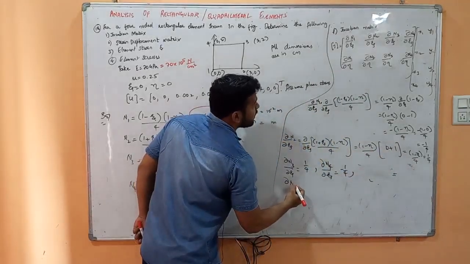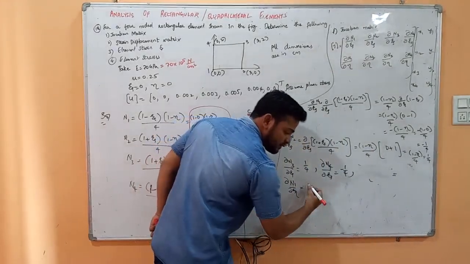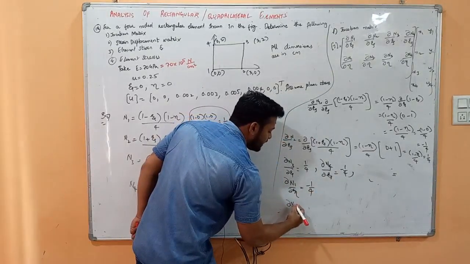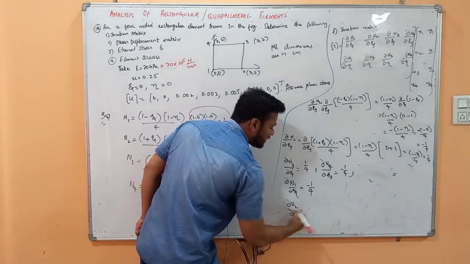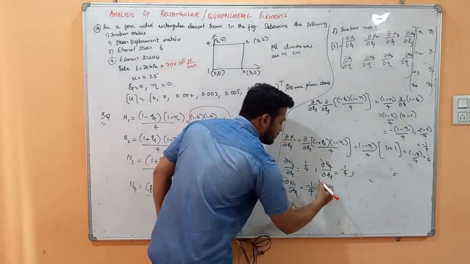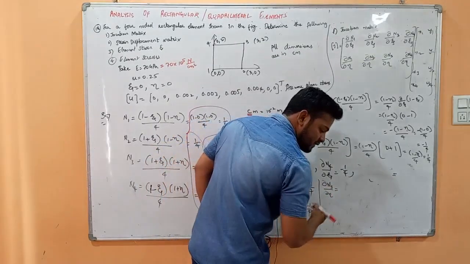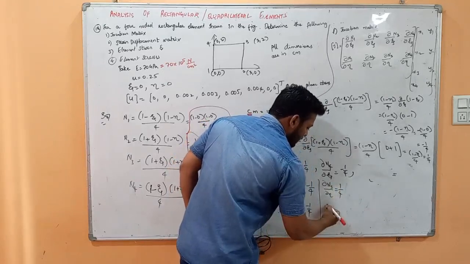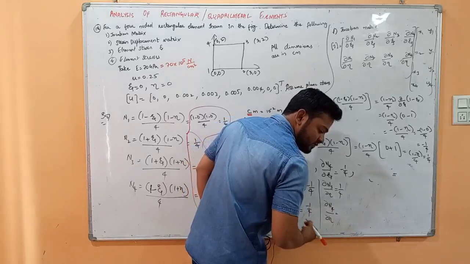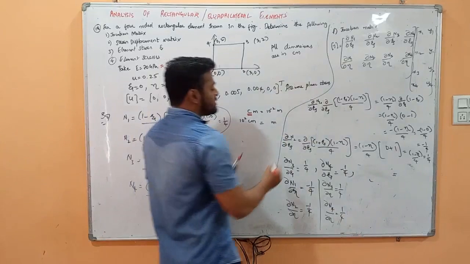So dou n1 by dou eta, after you perform differentiation, you are getting that as minus 1 by 4. Dou n2 by dou eta you are getting as minus 1 by 4. Dou n3 by dou eta you will get as 1 by 4, and dou n4 by dou eta, if you perform differentiation and substitute the value of xi, you will get as 1 by 4. So we got these values here.